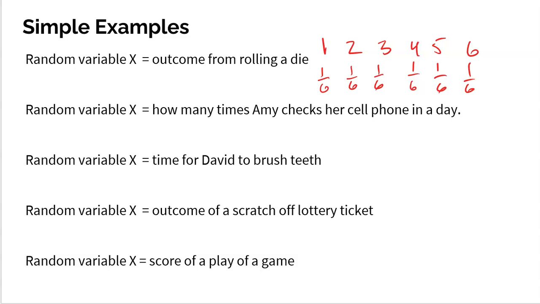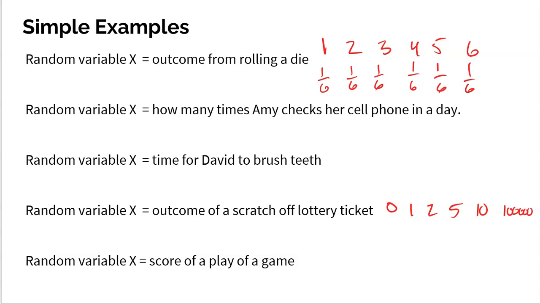The random variable X is the outcome of a scratch-off lottery ticket. Maybe there are scratch-off lottery tickets where you could win $0, you can win $1, $2, $5, $10, or maybe there's a jackpot of $100,000 or something like that. But again, you could make a list of all those outcomes, and you could certainly contact the state lottery department and figure out the actual probabilities. Or sometimes on the back of those lottery tickets, they actually tell you the probabilities of winning those different amounts.